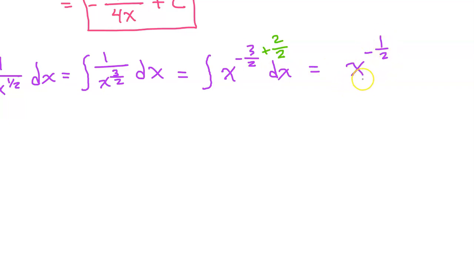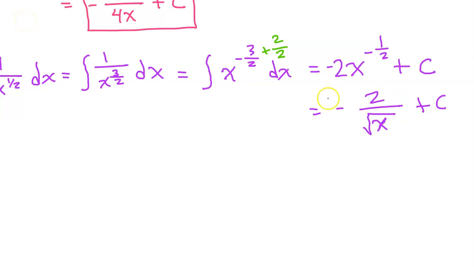But then we divide by the new exponent. But instead of putting negative 1/2 down here, we're going to do the reciprocal. The reciprocal of negative 1/2 is negative 2. And then here comes the constant of integration. So you could leave your answer like this, or you could write it like this with negative 2 over x to the 1/2 power plus c. Or instead of having 1/2 power, you could put this back into a square root. But really, you could stop at any one of these forms and it would be accepted.